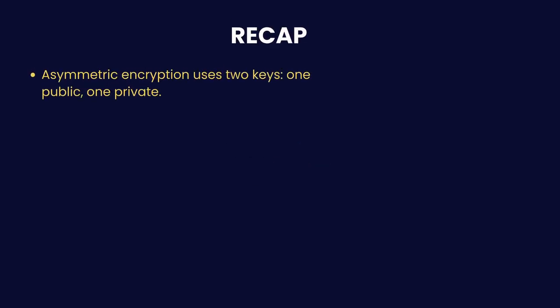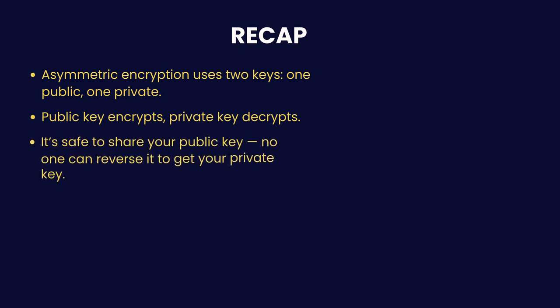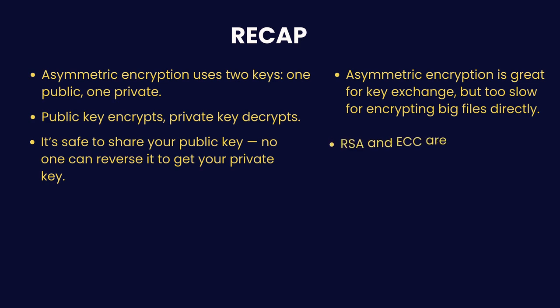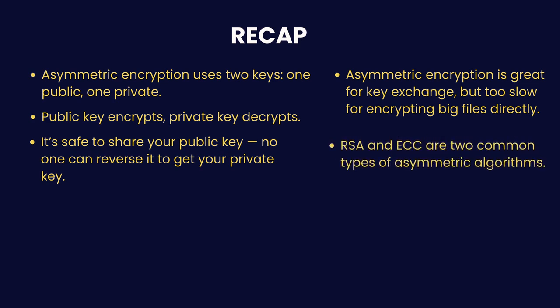All right, here's a recap. In this video, you learned asymmetric encryption uses two keys, one public, one private. You also learned if public key encrypts, only the private key can decrypt. We learned it's safe to share your public key. No one can reverse it to get your private key. We learned asymmetric encryption is great for key exchange, but it's too slow for encrypting big files directly. And we also learned RSA and ECC are two common types of asymmetric algorithms.